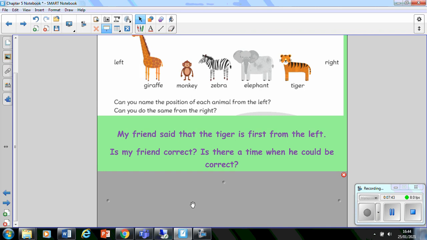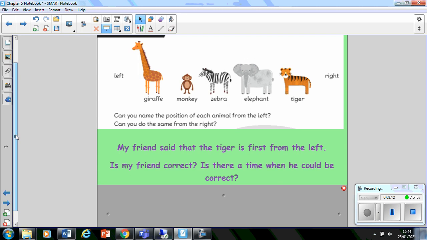Excellent. Now that you're back, I think I'm going to ask you to explain your reasoning. Now, you might want to take some pictures, or you might even want to just write it down or draw some pictures in your book and just send them across to us. Now, we said that my friend thought that the tiger was first from the left, and we also explored a possibility where he might be right. Now, he could be right. I can hear somebody actually saying it. Well done to that person.